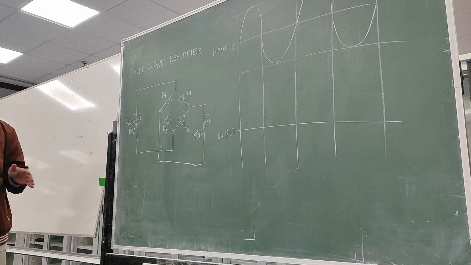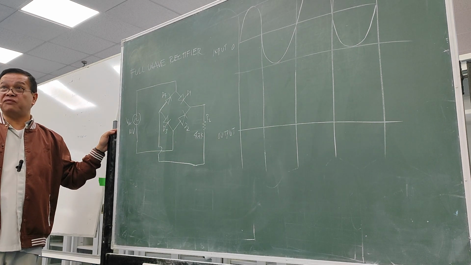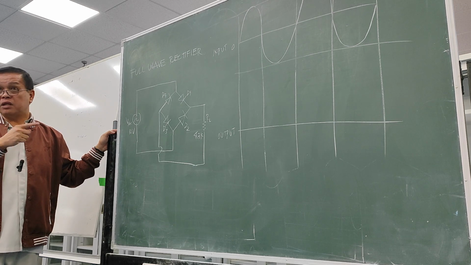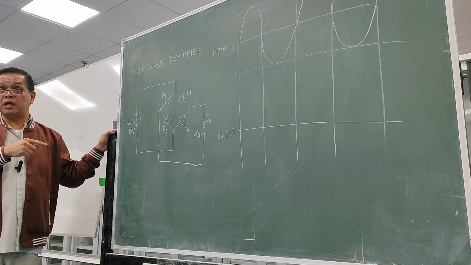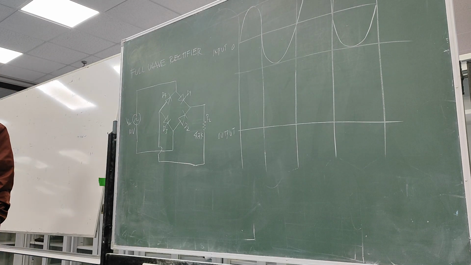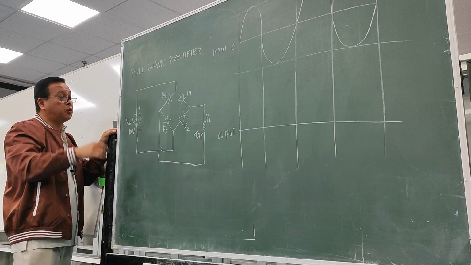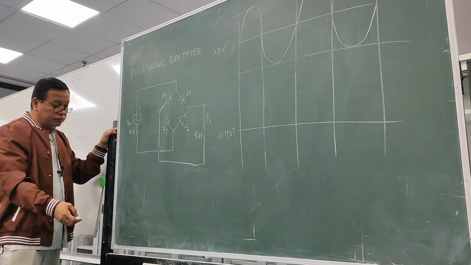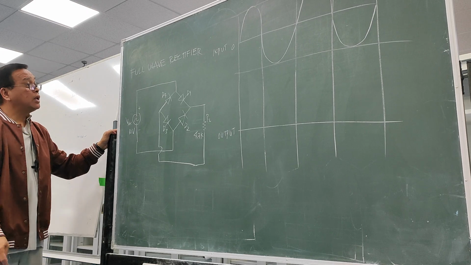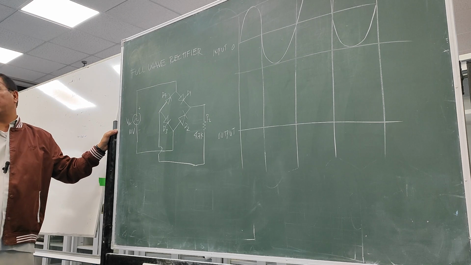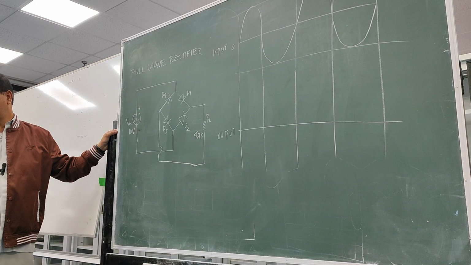Now, in half wave, we just rectified half of the input waveform. That's why it's called half wave. But now, this circuit will rectify both cycles. Positive and negative cycle will be rectified and produced on the output. How? During one half cycle, positive, you have to identify which diode will be forward biased. That's how you do it.